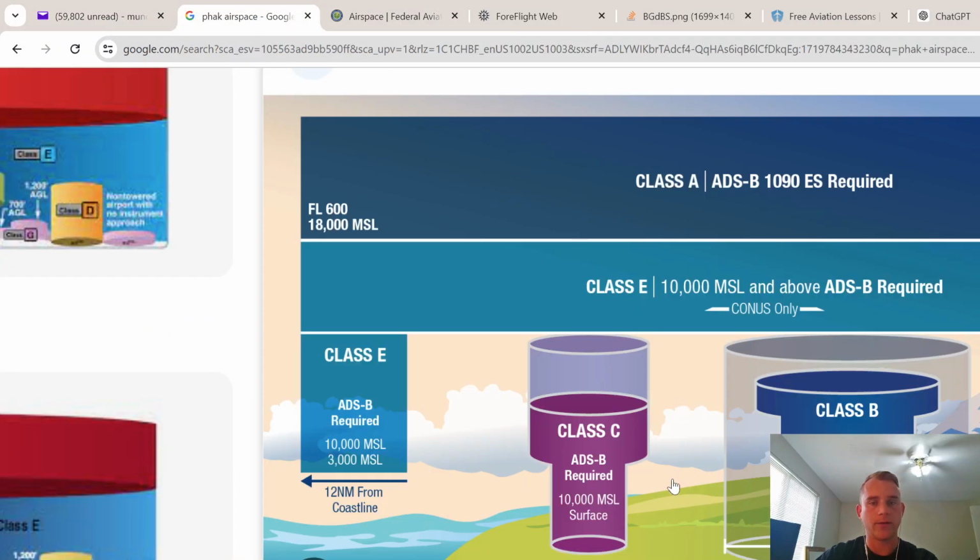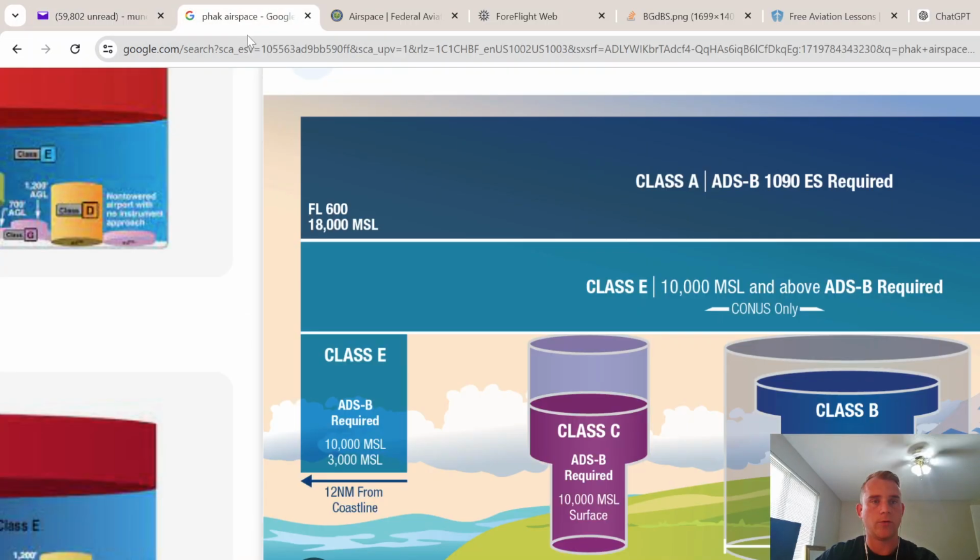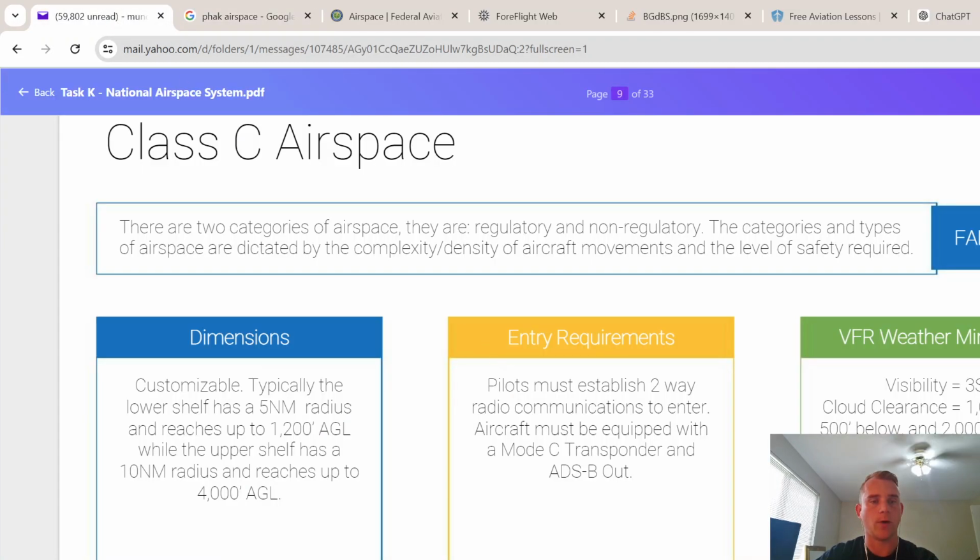So what exactly does that look like? Here's Class C right here, 5 miles on the inner. Actually real quick, the way I remember this is an upside down top hat, okay? Upside down top hat, wedding cake, top hat. All right, it depends on the terrain. And it said that the lower shelf reaches up to, most of the time, 1200 AGL, and then goes up to, in the second shelf, 4000 AGL, and spans 10 nautical miles wide, and the top part of the hat is 5 nautical miles wide.